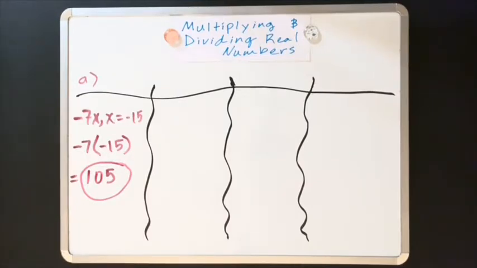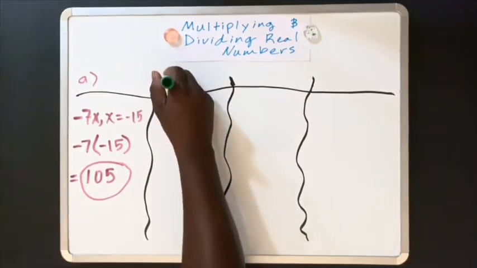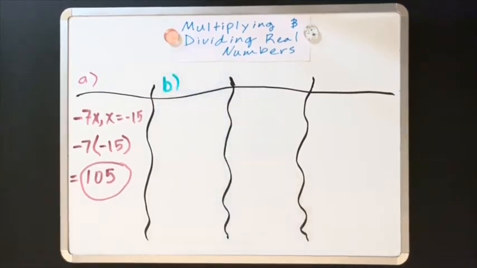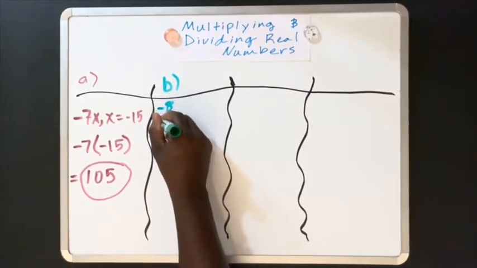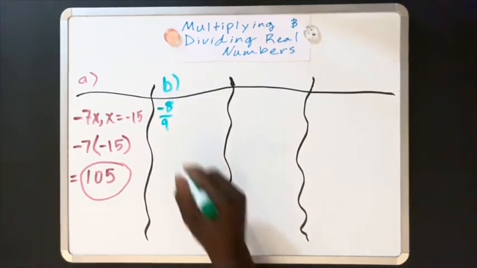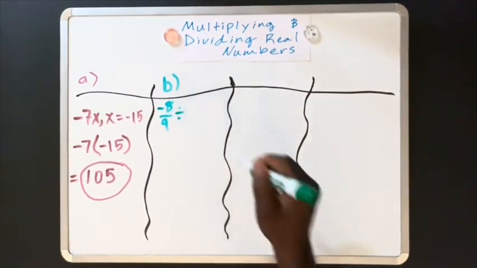So let's see. Now what we can go to is a case where we're going to divide two fractions, and that will involve multiplying fractions. I'm going to show you that. So that is problem B. Okay? So here we have negative 8 over 9, and that's divided by 2 over 3.